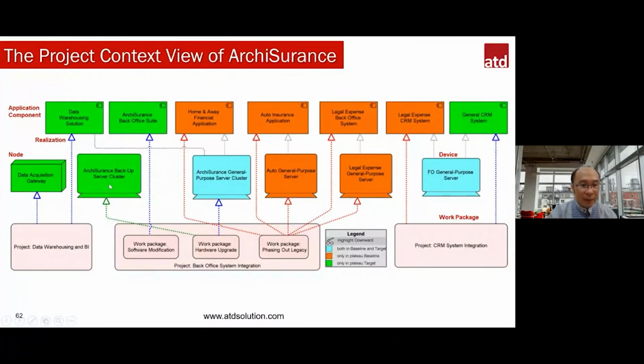You need the ArchiSurance backup server cluster. You need to have the data warehouse solution. You need to have the ArchiSurance back office suite. So these are the new ones that you don't have today, but in the target you're going to develop this. And the red one is where you're going to decommission. And the blue one is where you are going to keep with no changes. So this is an example of how you can portray this.